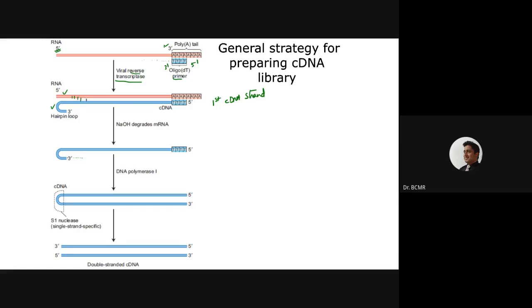And if you want to get rid of that base pairing, if you want to remove the RNA, you can use alkaline conditions. Why are we using alkaline conditions? Anybody? What happens if you add alkaline conditions, and why does RNA or mRNA degrade in alkaline conditions? Anyone? Quickly, please. Yes?